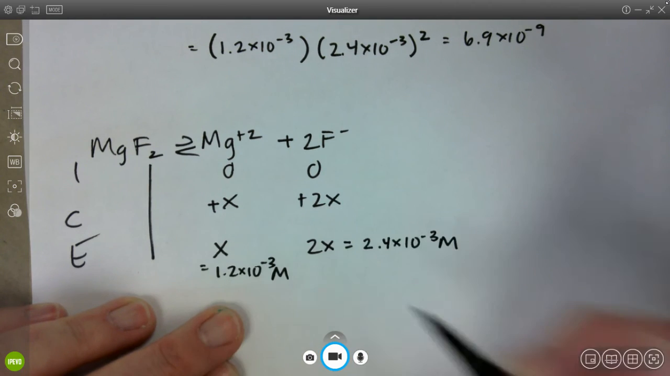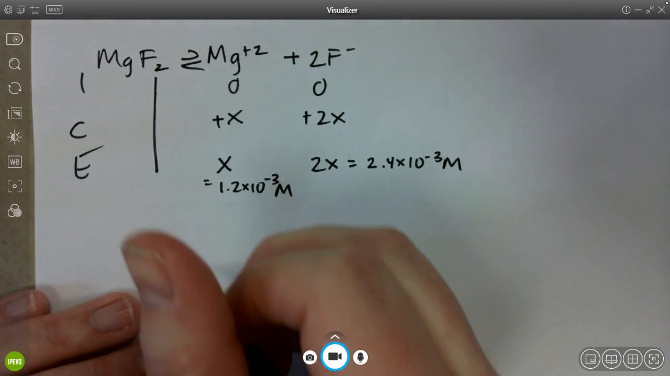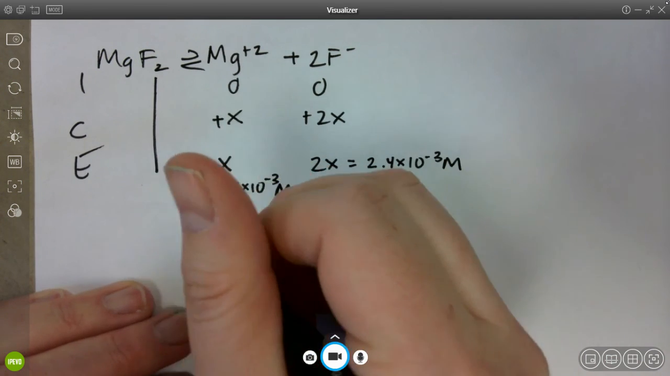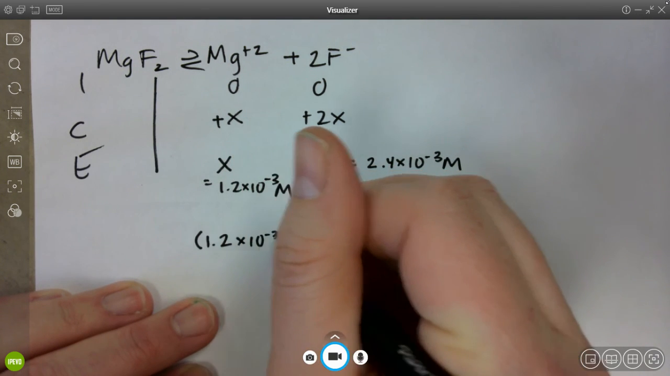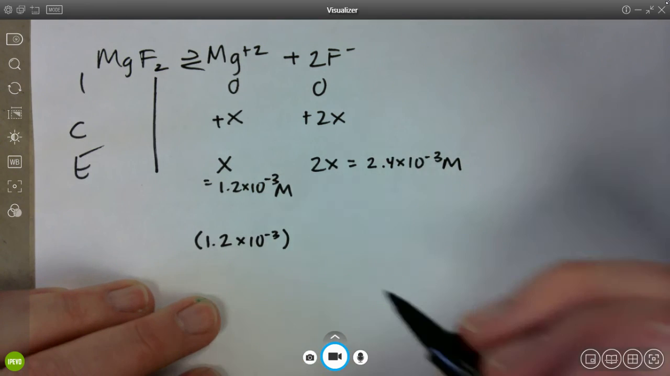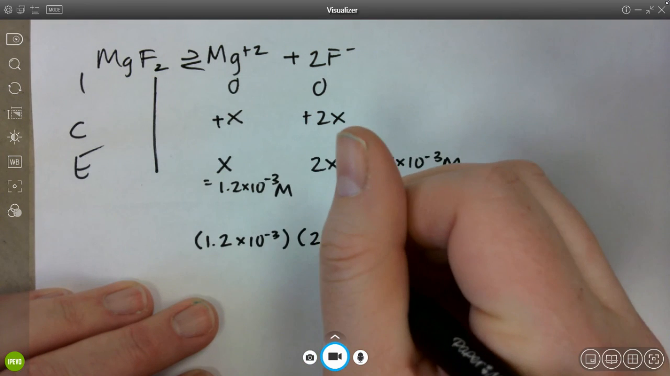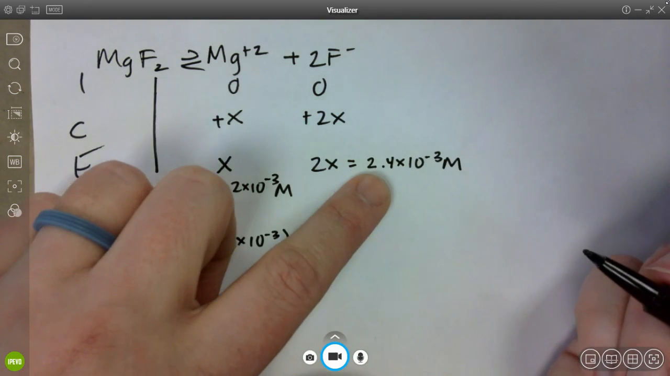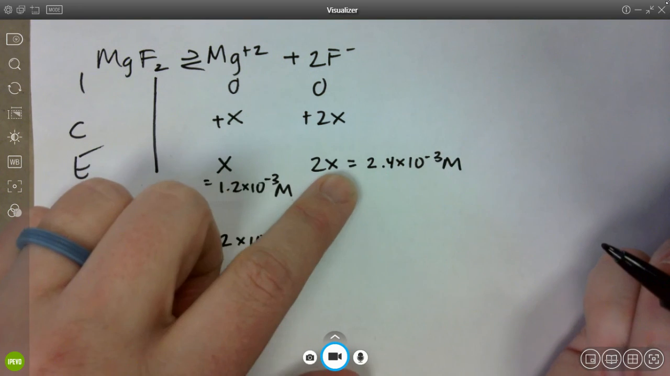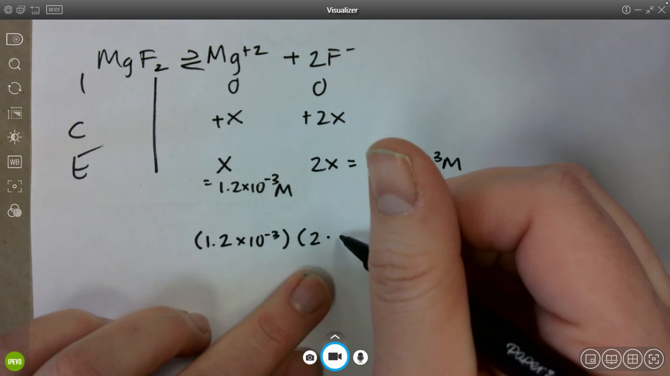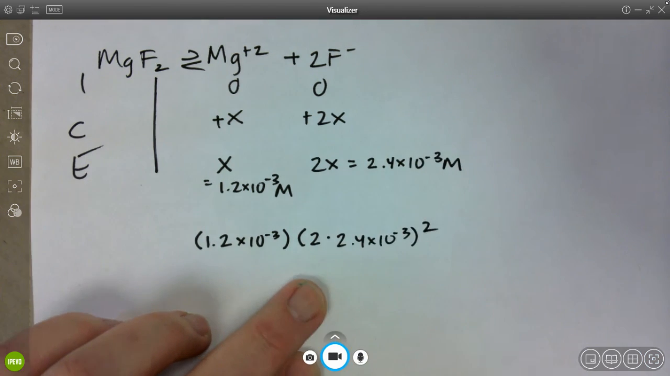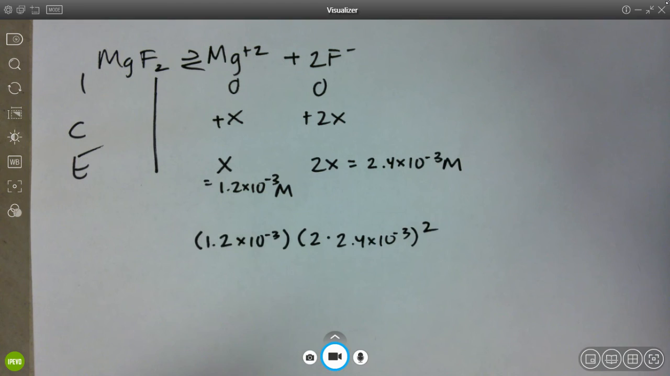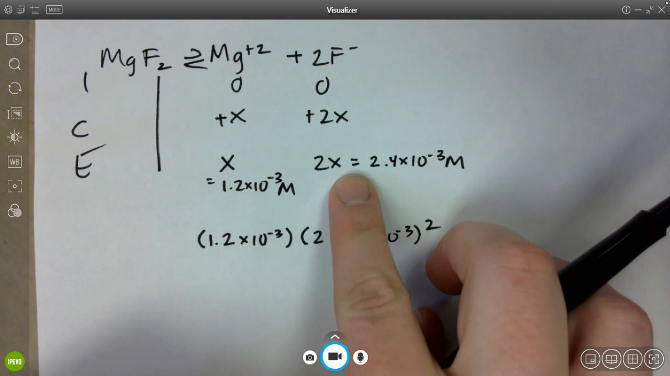Okay? But what I see people doing is when they put it into their equilibrium expression to get the K value, they'll do 1.2 times 10 to the negative third, and then accidentally they will throw in the 2x because they think that this is x, but it's not. This already is 2x. So they'll go 2 times 2.4 times 10 to the negative third and square that, and they'll get it wrong. So be careful that you are paying attention to what chemical you have and what that is in your ICE table.